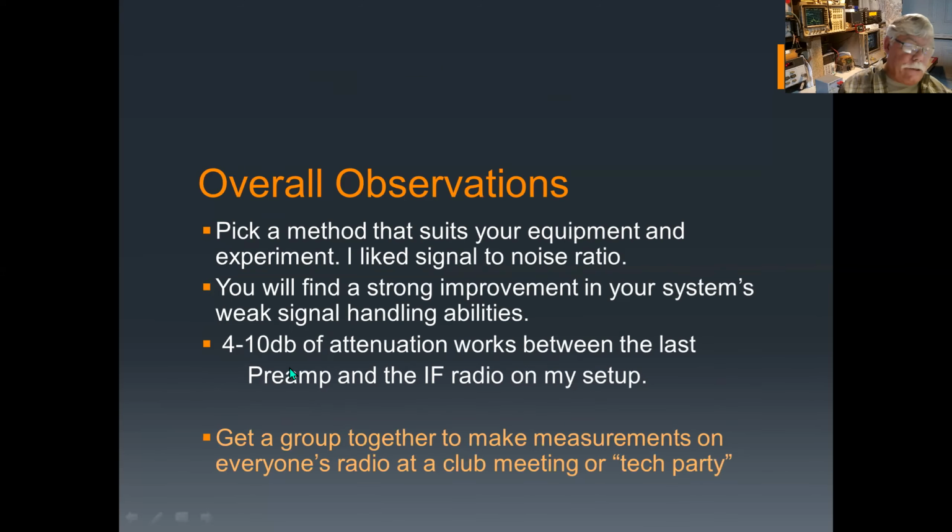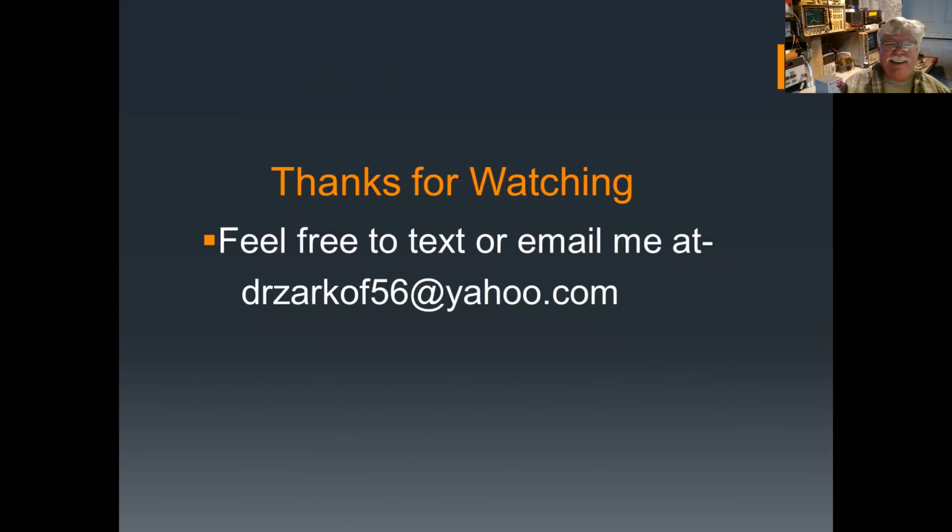I found in my microwave system and my EME system, 4 to 10 dB of attenuation worked best between the last preamp and the IF radio in my setup. But I was using a TS-790, a very good radio, but it seemed to overload pretty easily and it needed some extra attenuation on the receive line. So if you're going to get measurements and only one of your buddies has got a distortion analyzer, get everybody together, get a whole bunch of radios and check them all and have kind of a receiver party. That's my advice. I think radio is always better when you do it with friends.